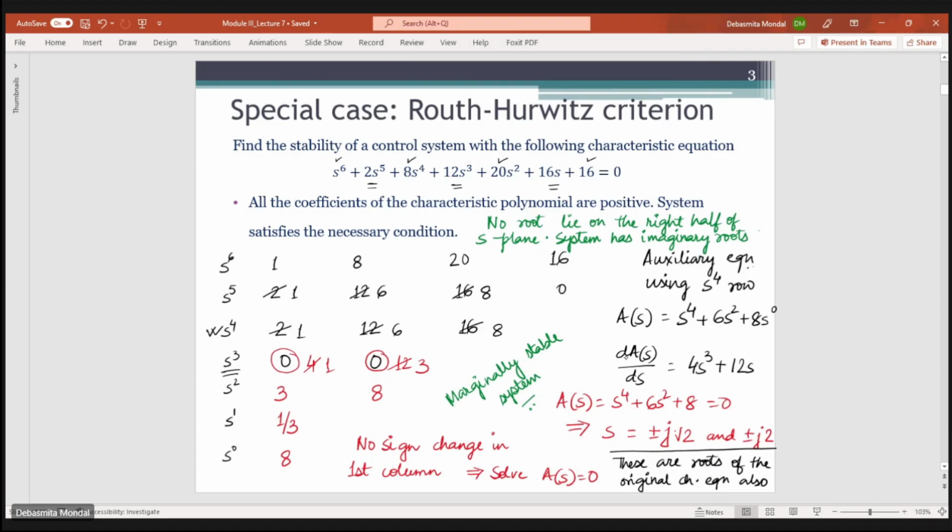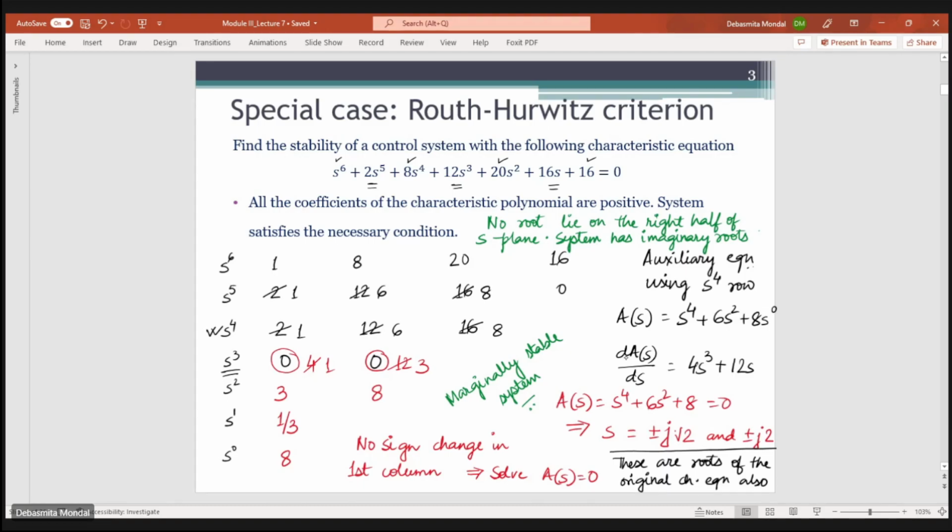So you differentiate the auxiliary equation and you get 4s cubed plus 12s. Now what you do is that you substitute these coefficients in the row which has all 0 terms. So 4 comes here and 12 is substituted for the second element, right? Then again you can simplify it and divide both the elements by 4. So you will get 1 over here and 3 over here. And then subsequently you complete the whole Routh array.